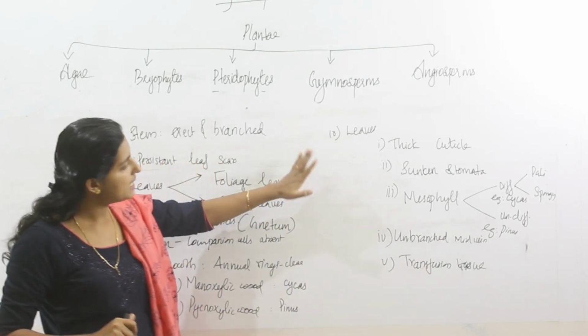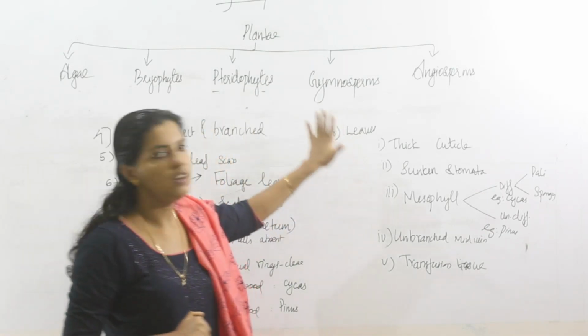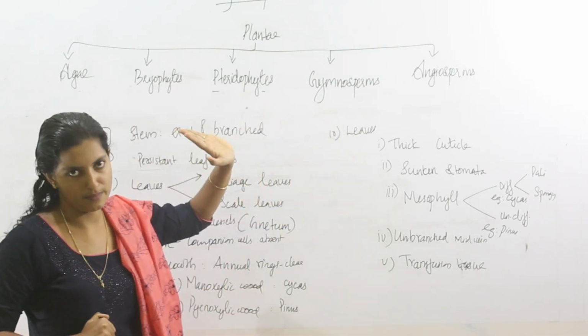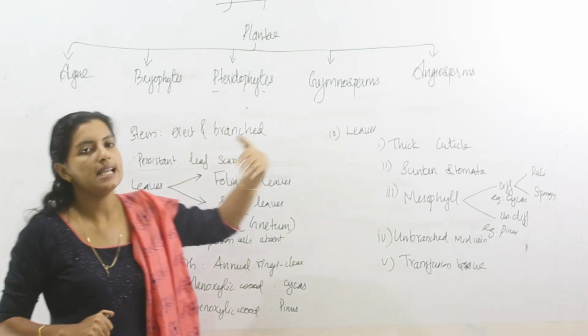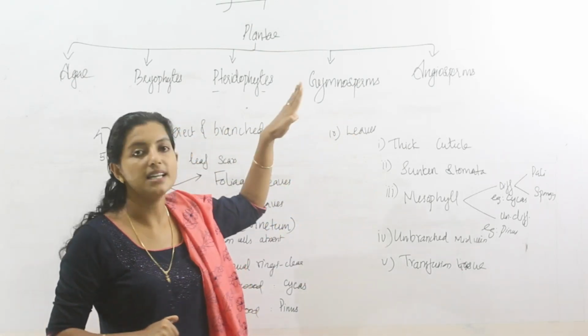So these are the main morphological as well as anatomical features of gymnosperms. In the next class, we will continue with the general characters in the reproduction.